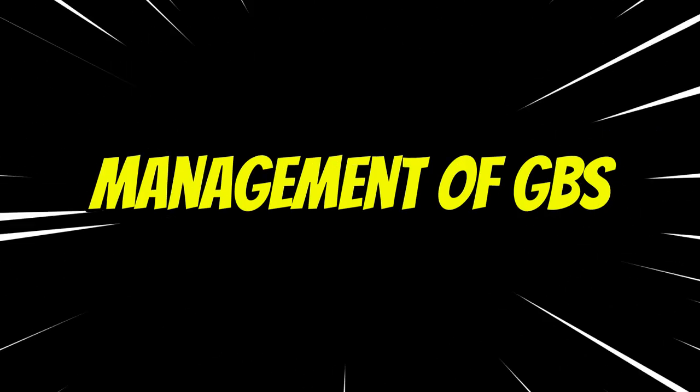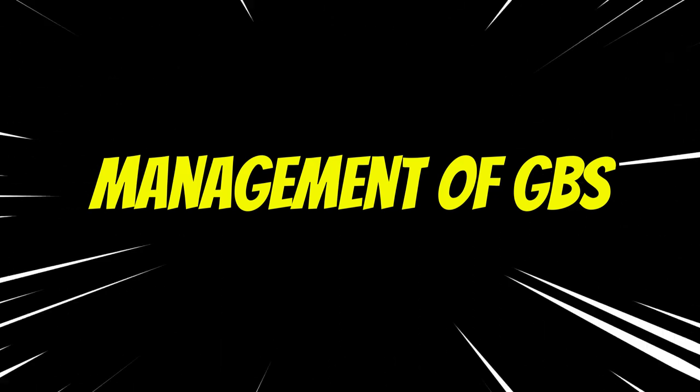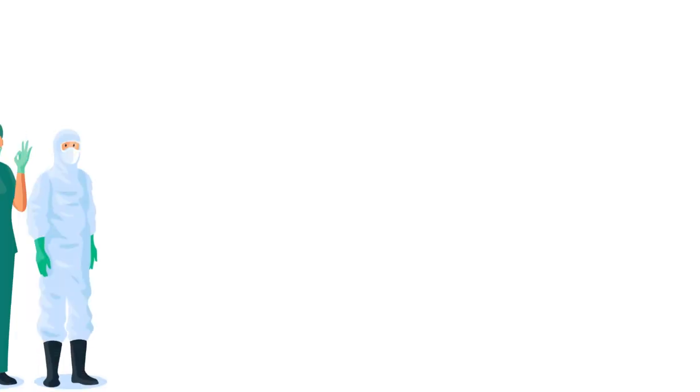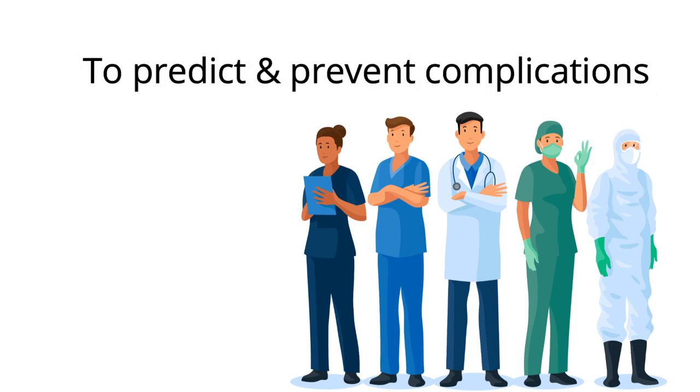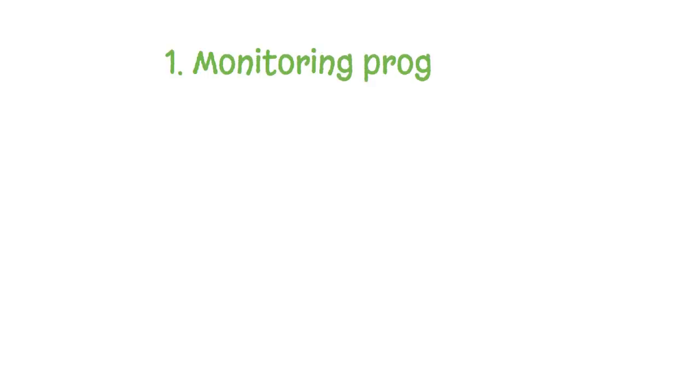So how do we treat and manage these patients? GBS patients are at high risk of developing many complications, and some of them may even lead to death. So because of that, close monitoring is crucial to predict and prevent potential complications. The management of GBS is divided into five key segments. Number one is monitoring progression.